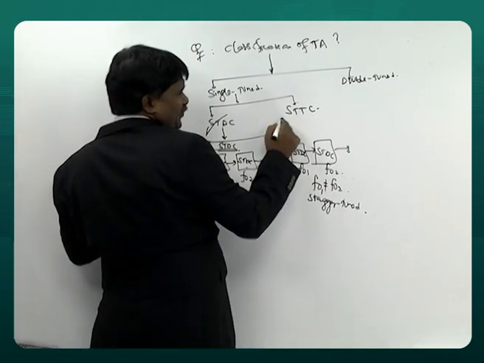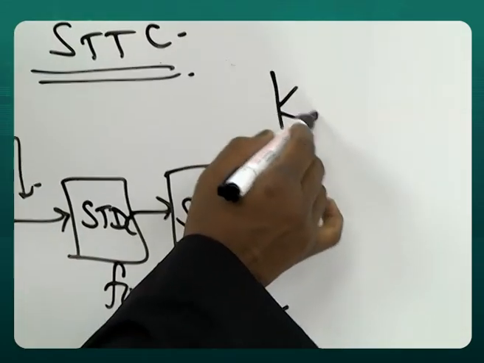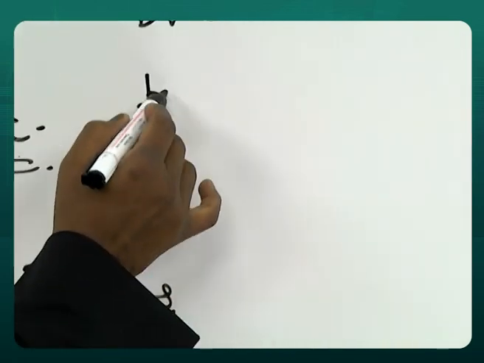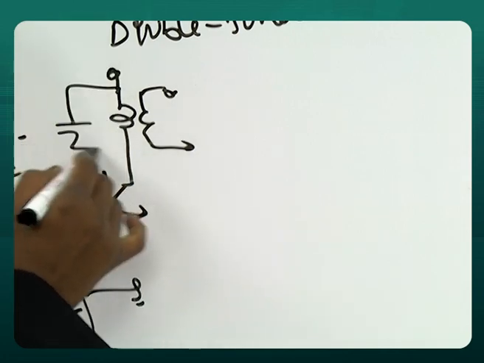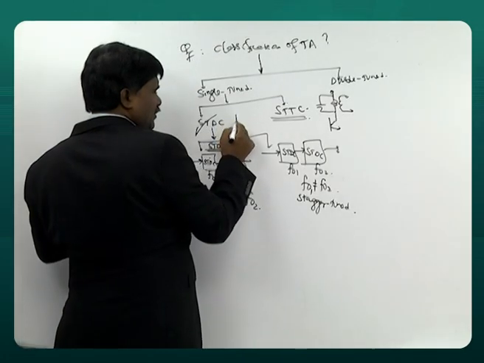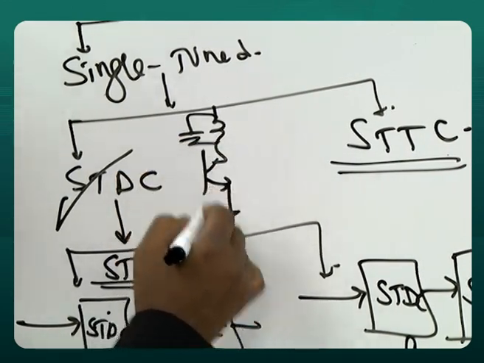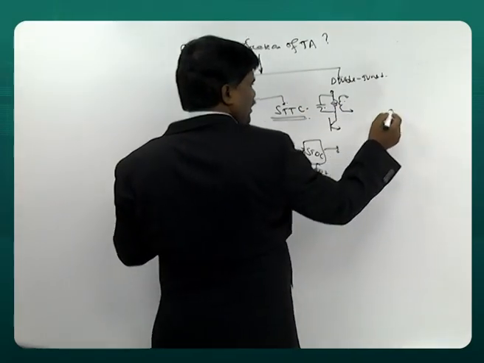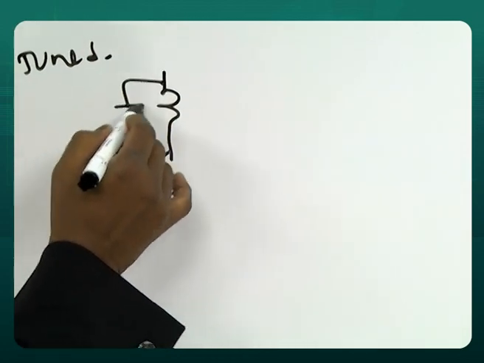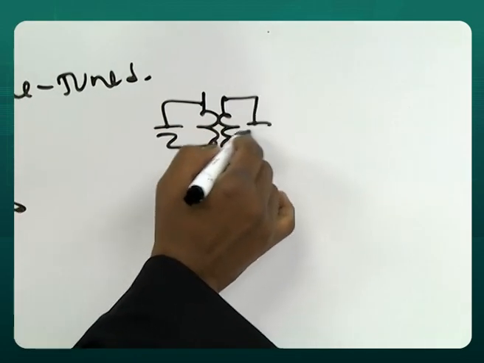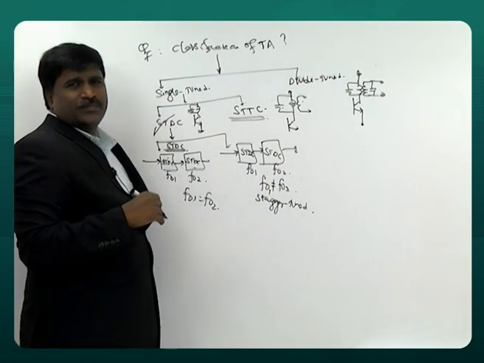So, single tune transformer coupled. What is that? You have a transistor, you have a transformer. But tuning wise, only one. Single tune transformer. What is double tune? This is single tune, another tune. Two single tunes are called double tune.